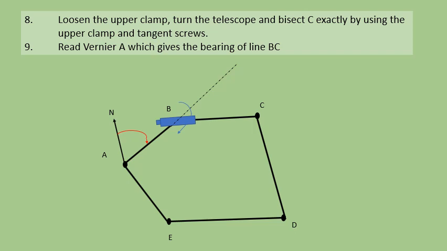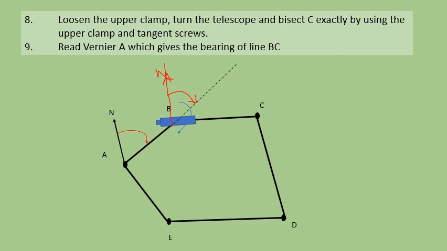Initially you have the same reading as the reading of line AB, or the bearing of line AB. So this is our north, and this angle remains the bearing of line AB.